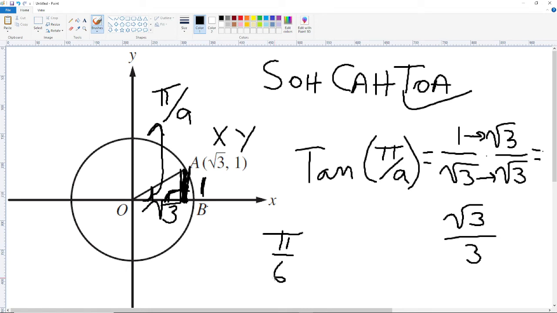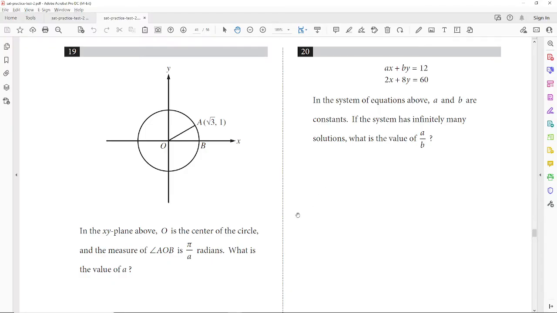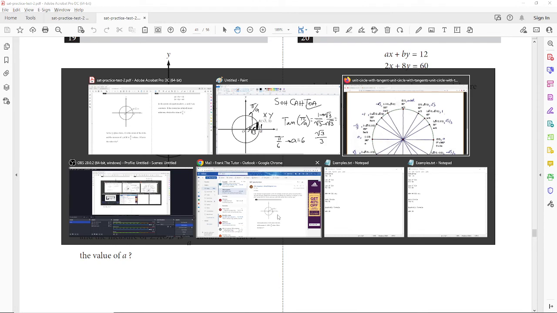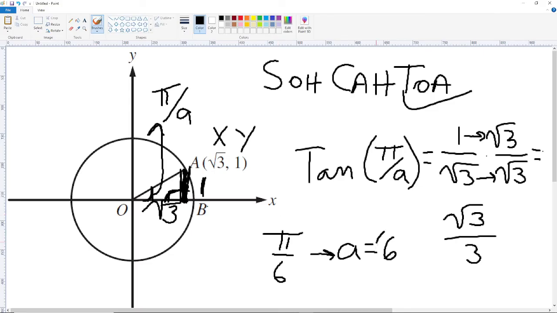And that means that A equals 6. And which answer is A equals 6? Oh, this is a grid-in. So you would just grid in 6. So 6 is what you would grid in for that one. And again, you have to know the unit circle.